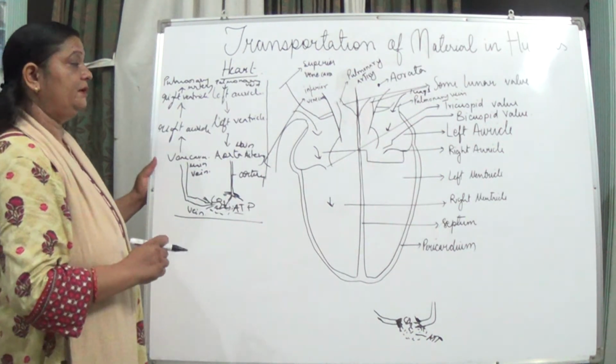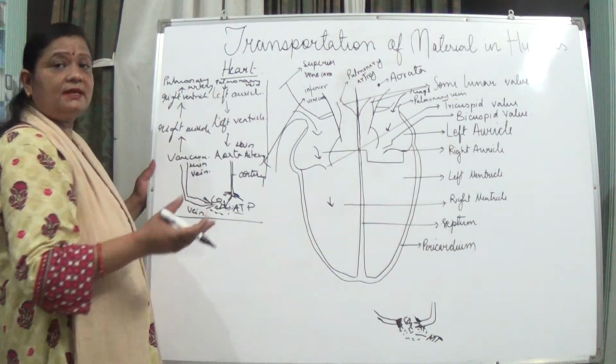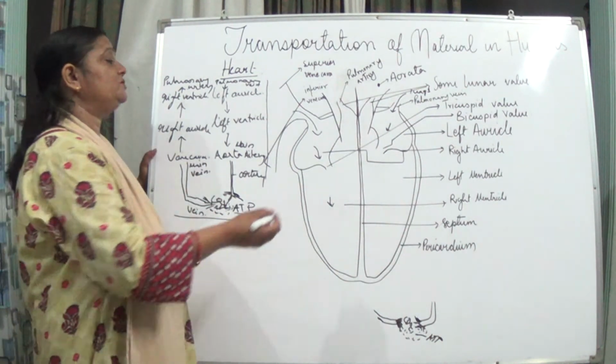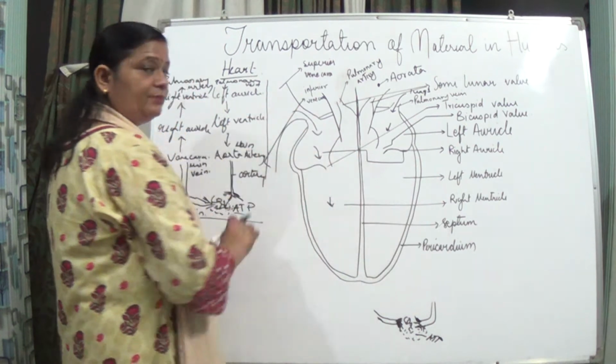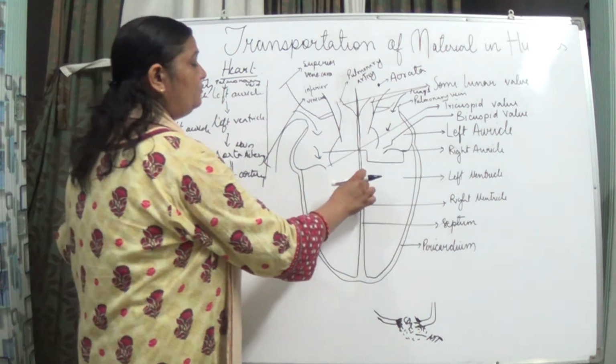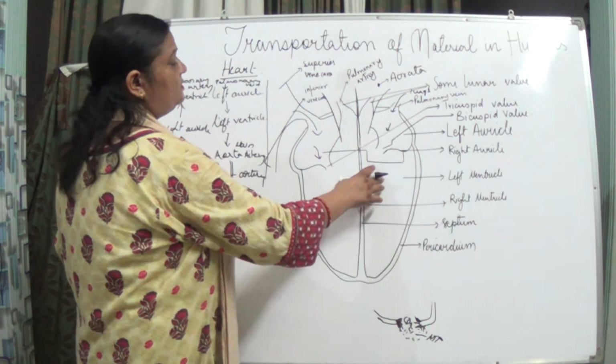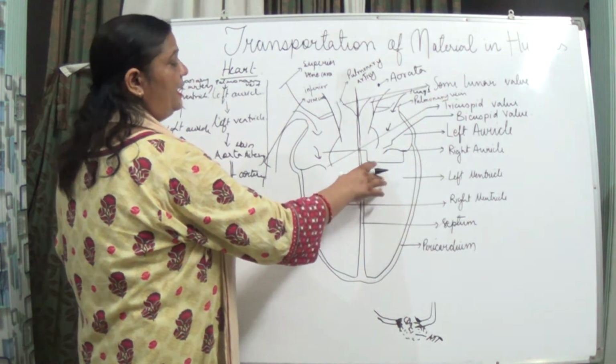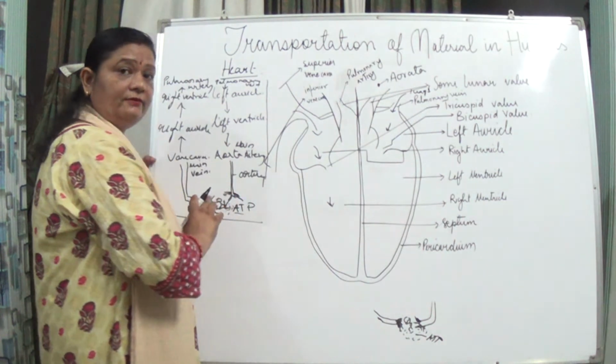So now, let us discuss some questions. What is the function of this septum present over here in the heart? Actually, this septum divides the right ventricle and the left ventricle, and the right auricle and the left auricle.